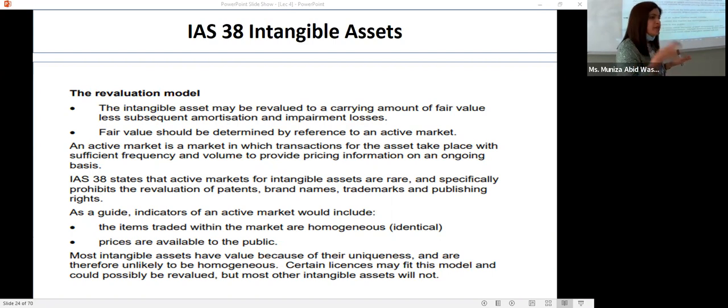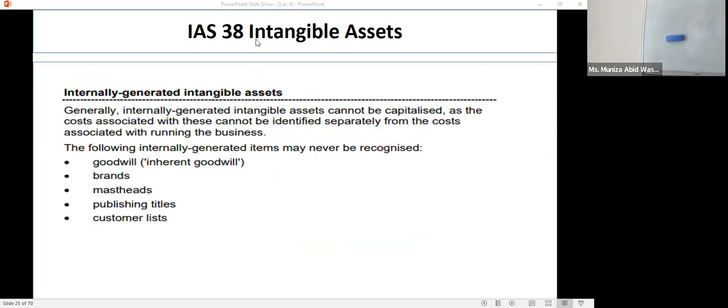Say, for example, if you are purchasing a license, licenses do not have an active market. The same kind of licenses do not have an active market. They are not homogeneous. All the licenses are not identical. If you have to purchase a copyright, obviously it's unique to a certain kind of publication, so it is not going to have an active market. How can you know how much value each copyright will have if you are going to sell it in the market? So there is no active market available for intangible assets. That is why most of the time we will be using the cost model.